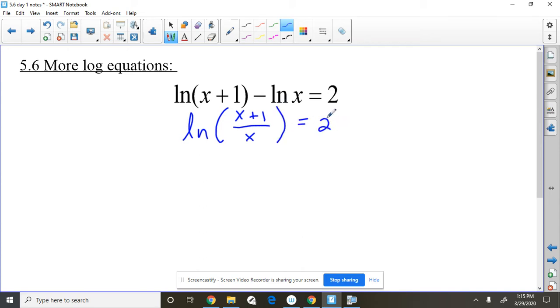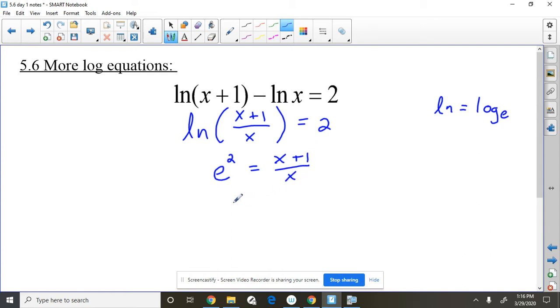So we're going to get to the point where we have a log on one side and a number on the other, and now we need to change to exponential form. Remember, natural log means log base e, where e is a number that's approximately 2.7. So this is log base e, so our exponent is going to be base e to the second equals the argument x plus 1 over x.